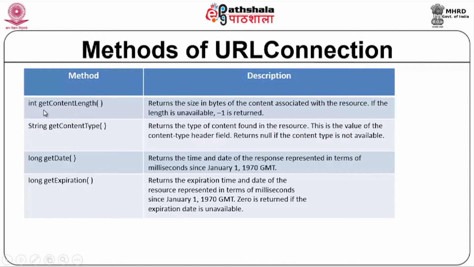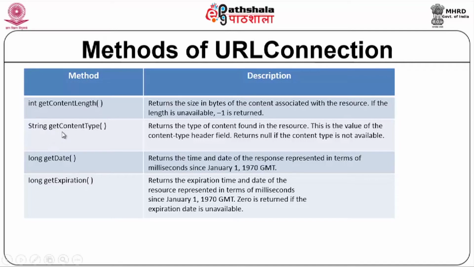We have a method called getContentLength. As I told you, the URLConnection class is to get the properties of the URL, so the methods are like get information. This getContentLength would return the size in bytes of the content associated with the resource. If nothing is there, then this length would return -1.